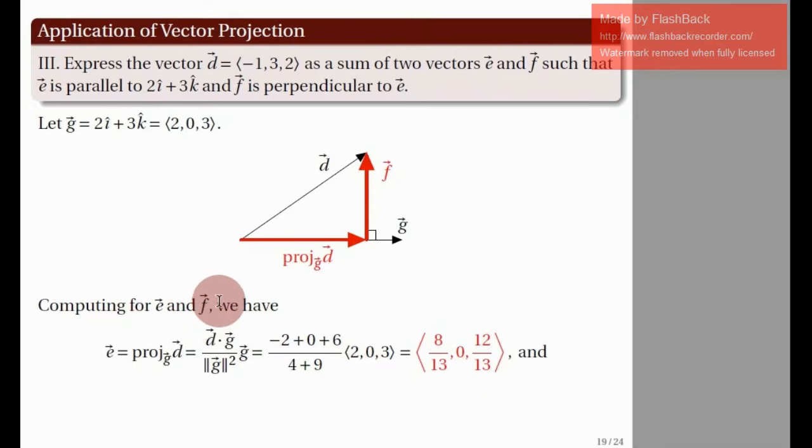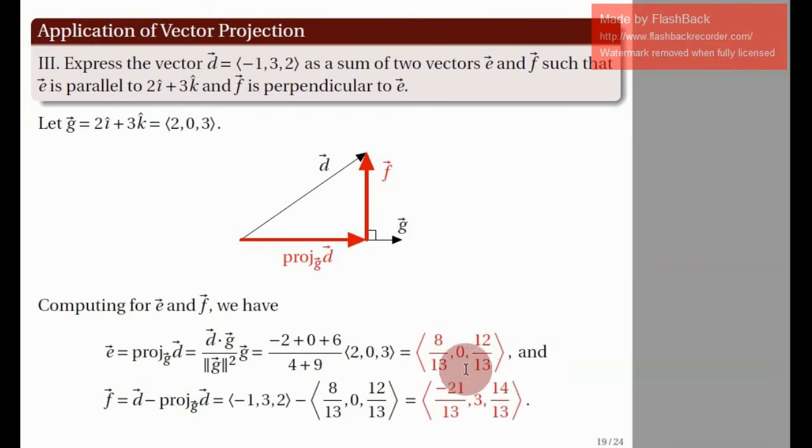Now, our construction for vector F is this one. We just subtract our vector D to our resulting vector E, or the projection. And so we obtain, after some manipulations, this vector F. So we were able to find our vector E and vector F as desired.